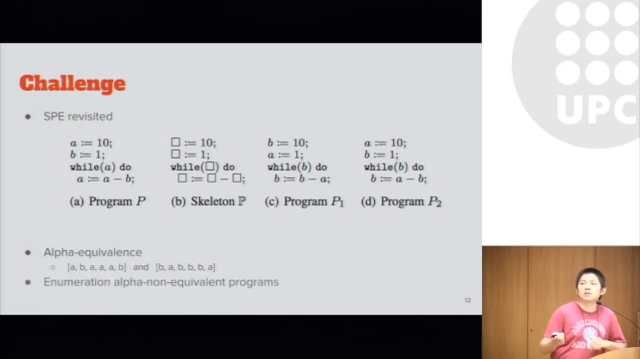So the technical contribution here is that we propose an efficient combinatorial enumeration algorithm, which can enumerate alpha non-equivalent programs. For example, if we have P enumerated, we will never consider P1, but we will generate P2.